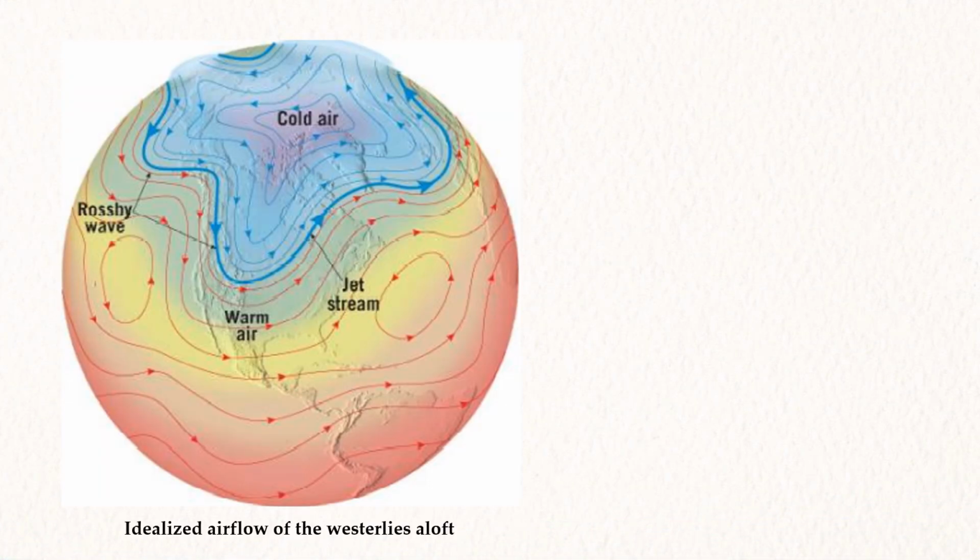And to see here, this is the idealized airflow of the westerlies aloft. You can see there are bigger waves. This is the Rossby wave. And you can also see here the jet stream. So the jet stream actually is the fast core of this wavy flow.